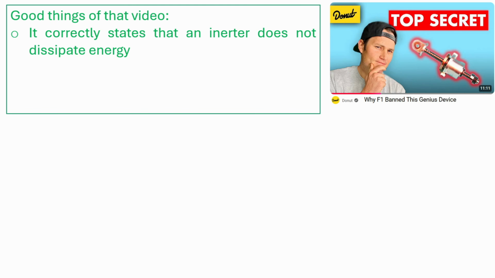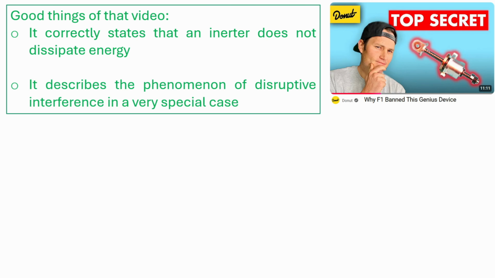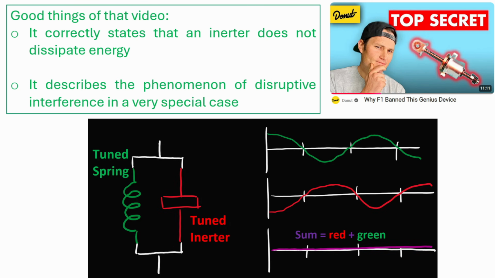First, the video correctly explains that an inerter does not dissipate energy. It is laudable that the video explains this correctly. Second, the video gives an intuitive explanation of what an inerter does in a very special situation. When an inerter and a spring, both tuned to the resonance frequency, are connected in parallel, they oscillate against each other. The result is what is called destructive interference, namely the two oscillations tend to cancel each other.